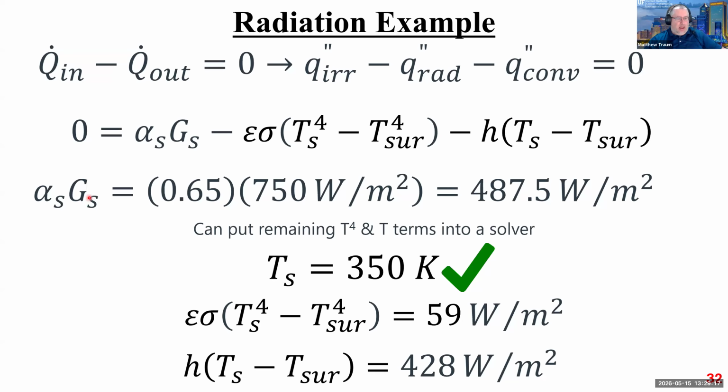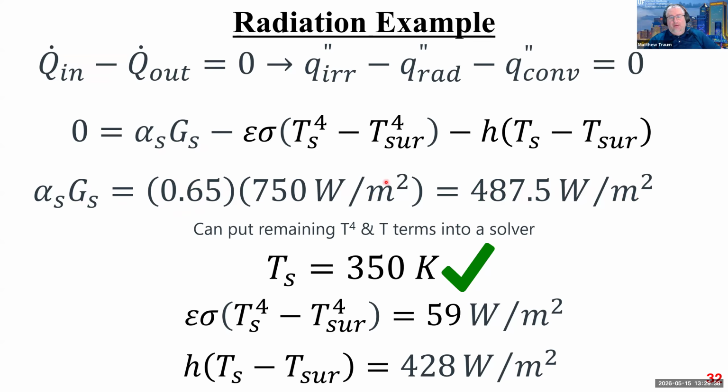Okay, so I know this first term, right? It's 0.65 times 750 watts per meter squared. So that term is 487.5 watts per meter squared. Notice absorptivity is unitless, no units, right? But I'm solving this on a thermal power per unit area basis, so that works out fine.